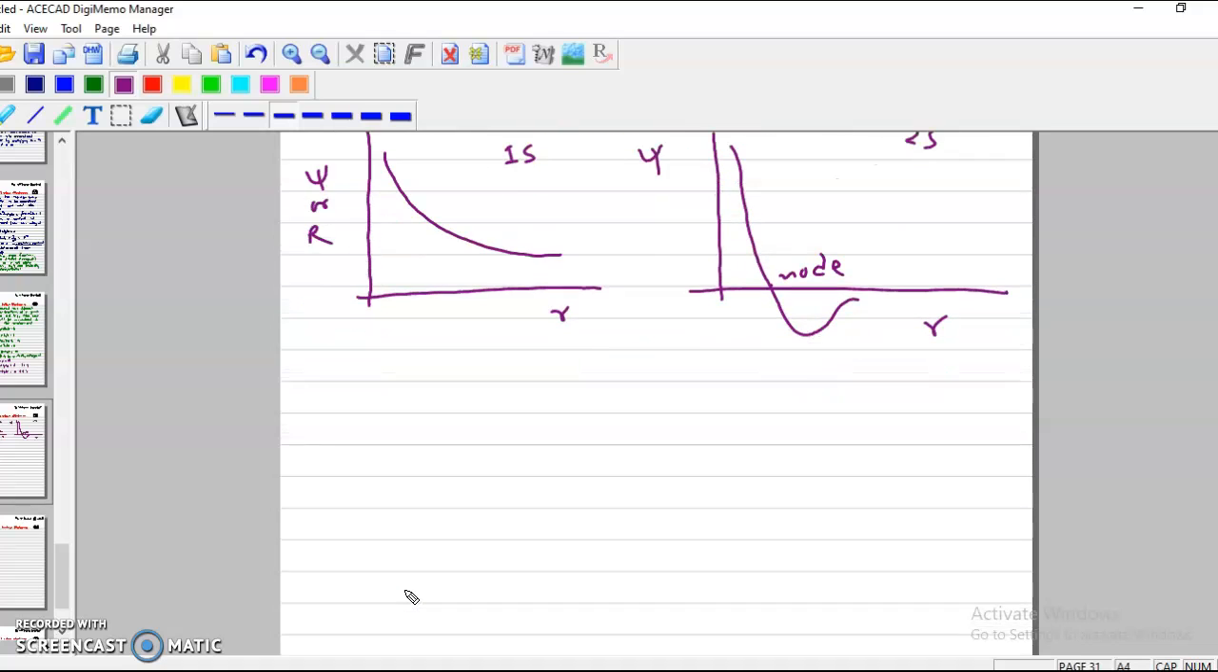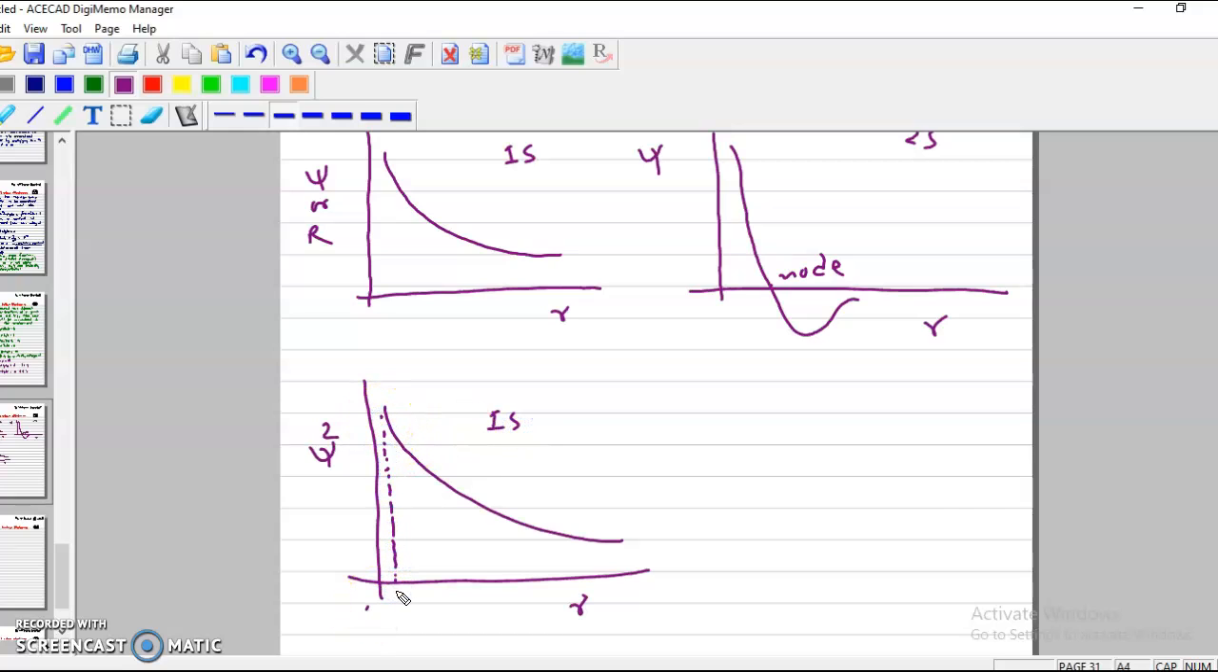But if you plot a graph of psi square versus r, and this is the graph for 1s, that means the probability of finding an electron near the nucleus is maximum, and if you go away from the nucleus, the probability decreases. And here for 2s, the graph goes like this. Here the probability is 0, okay, and then it becomes maximum and then decreases. So this is for 2s.